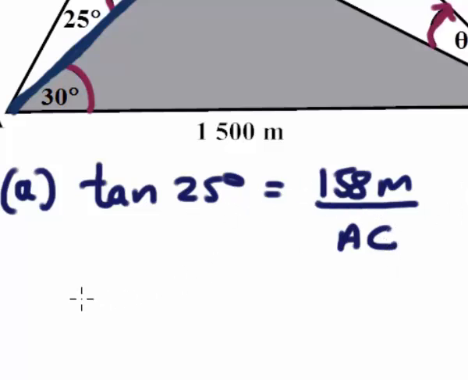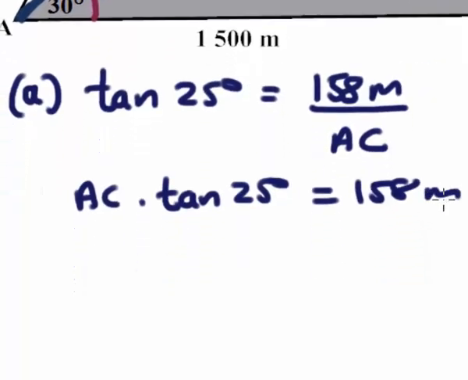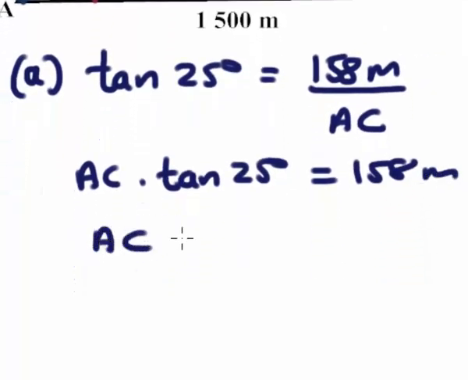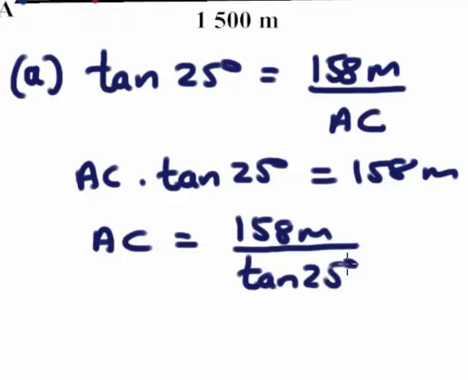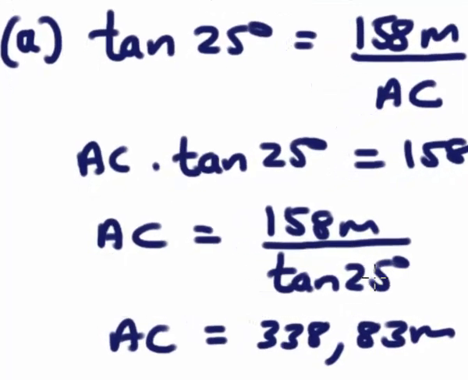Now if you multiply both sides by AC, well, AC comes to the top here. There we go. Okay, 158 meters there. Now divide both sides by tan 25, and what would you have? Let's have a look at that. What would the length of AC then be? It would be 338,83 meters. Just check that in your calculator quickly, 338,83. That's the one way we could do it if we used grade 10.